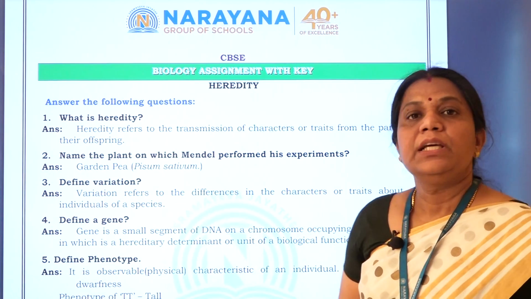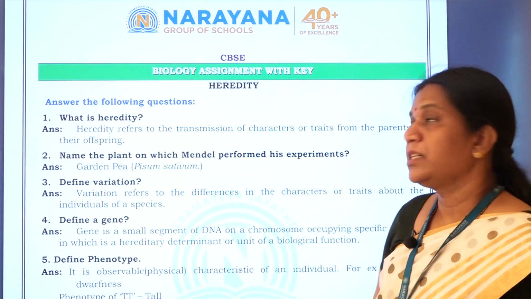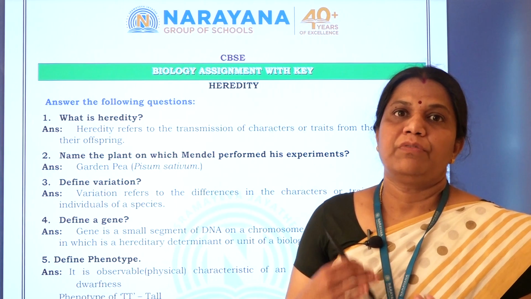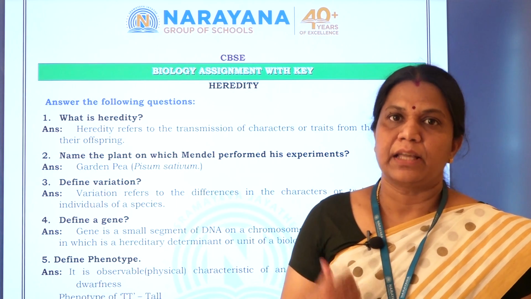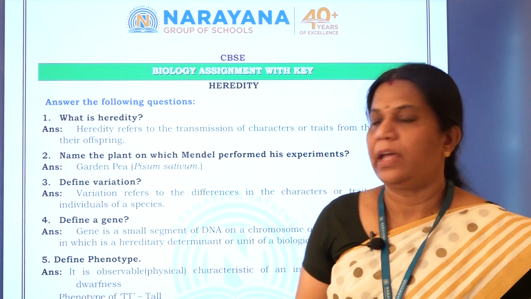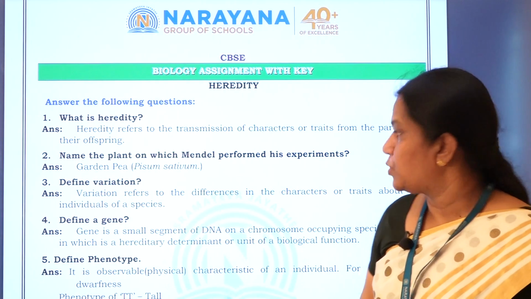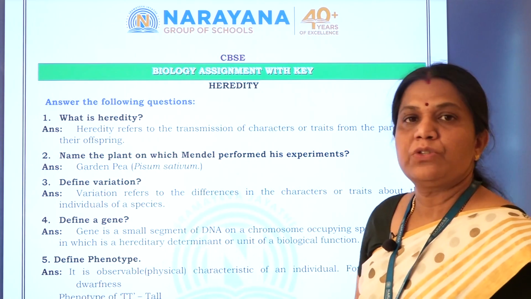Then the third question: define variation. Variation refers to the differences in the characters or traits among the individuals of a species. So if we take you and me, there are differences between us, right, in characters like the shape of the nose or the color of the eyeball. That is called variation. So what is variation? Variation refers to the differences in the characters or traits among the individuals of a species.